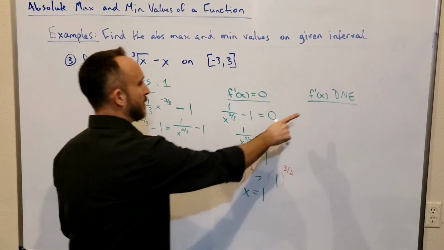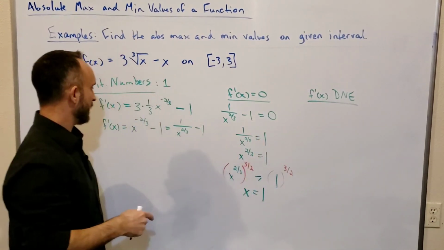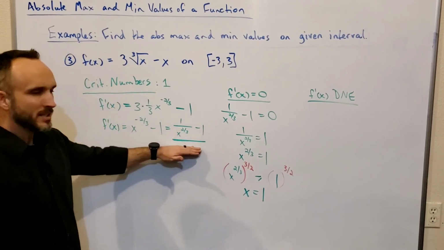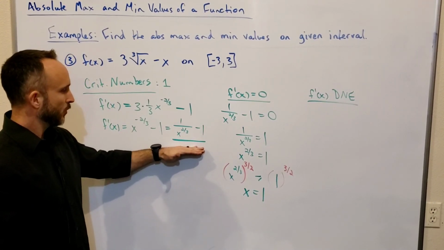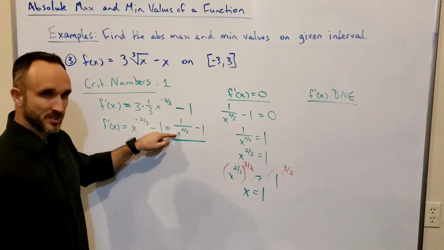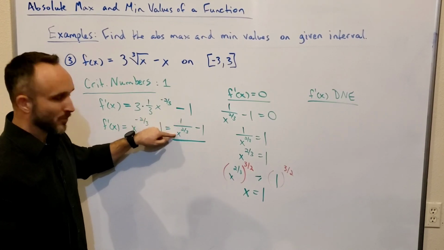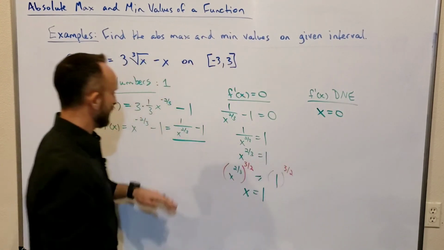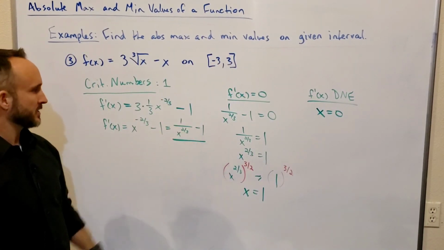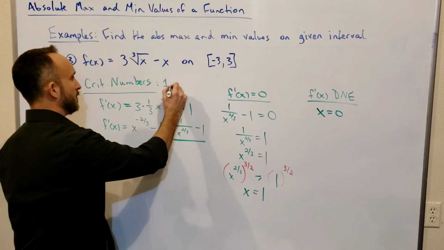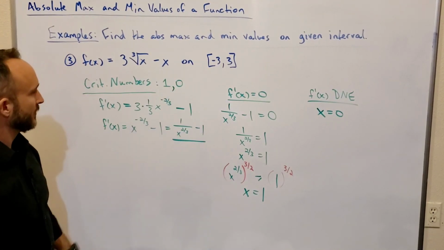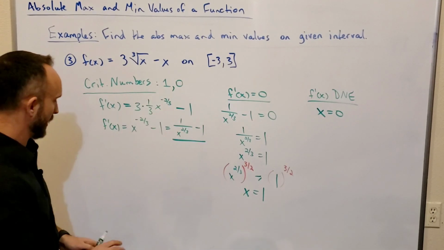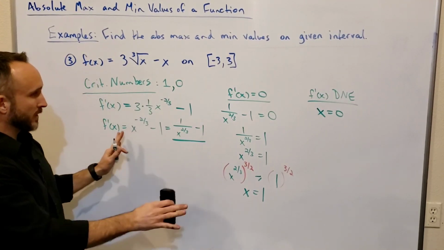Now, where does f prime of x not exist? Where is it undefined? So I'm going over here and looking at this guy and asking, when does this not exist? Well, this guy would not exist if x were 0, because I'd be dividing by 0 in this fraction. So if x is 0, I can't calculate an output for this derivative formula. So 0 is also a critical number. And both of those happen to fall in this interval, so we have to consider both, okay? All right, so those are our critical numbers.